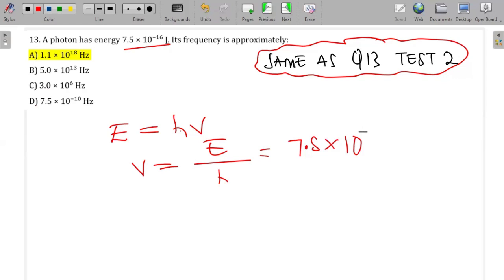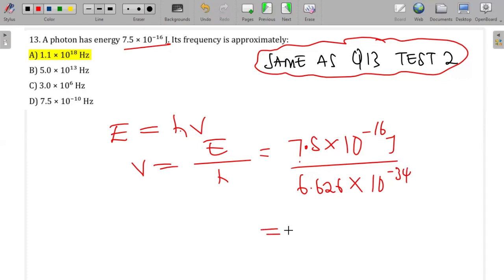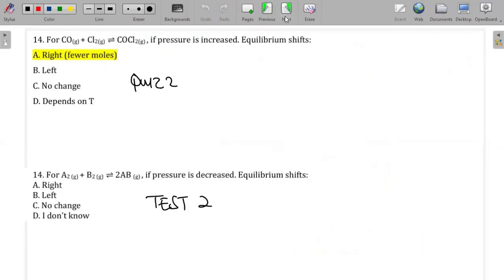So the energy is 7.5 times 10 to the power minus 16 joules over the Planck's constant. We know it has a fixed value, which is 6.626 multiplied by 10 to the power minus 34. So we divide this on the calculator. If I divide that, it's going to give me approximately 1.13 times 10 to the power 18 Hertz. So we choose the answer which is very close to this, which is option A. Okay. Question 13. Now this is 14, I mean.